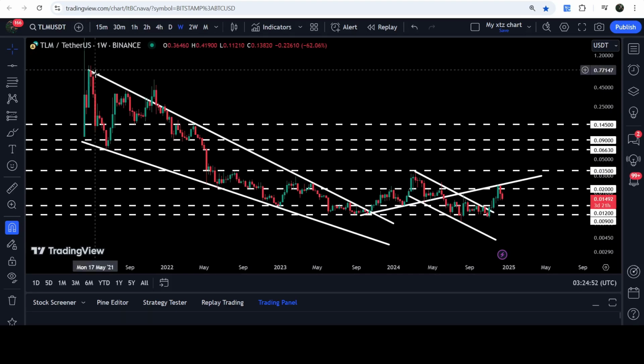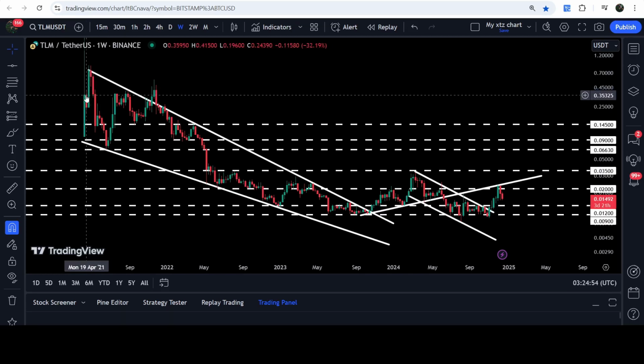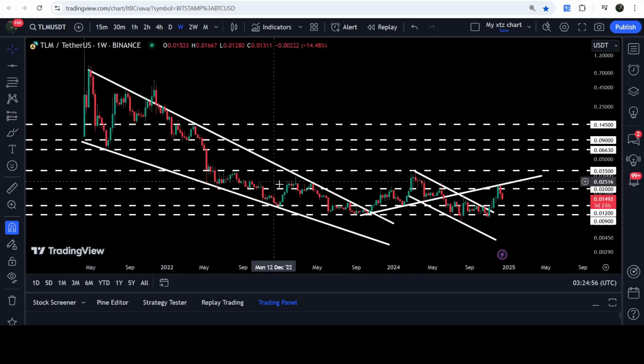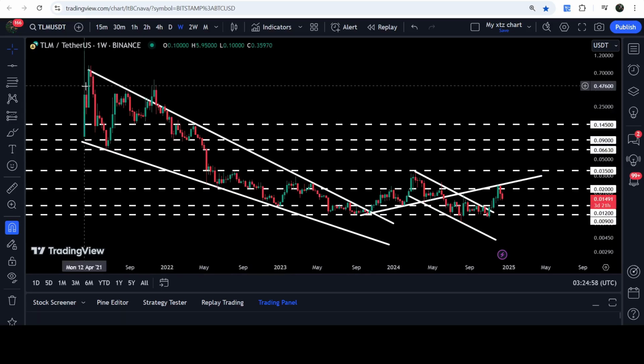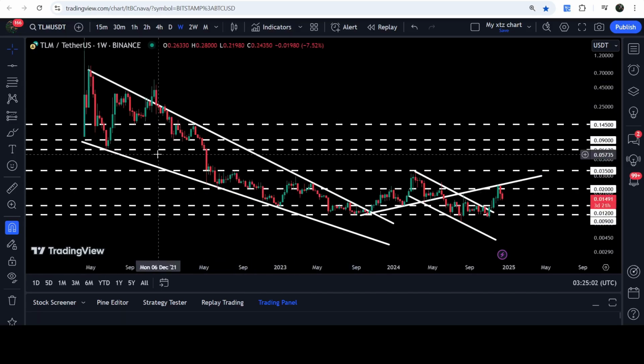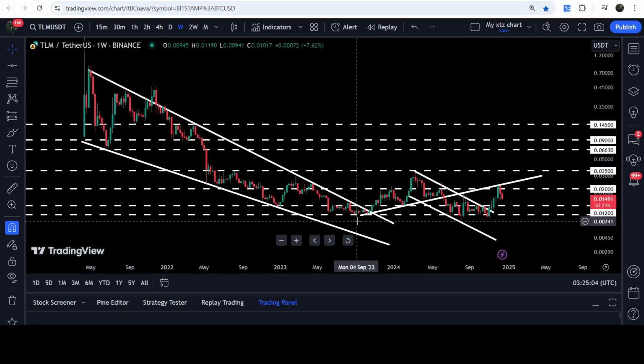For the past several months, since after the month of April 2021, the price line of TLM was in the downtrend. It was forming lower lows and lower highs, and it formed this very big and huge falling wedge pattern. Now, after the breakout from this wedge, the trend is now getting reversed from the downside to the upwards.